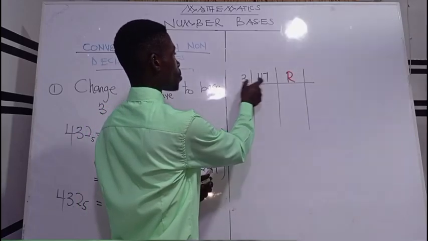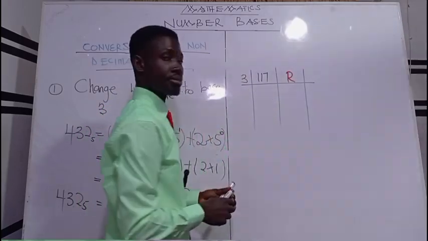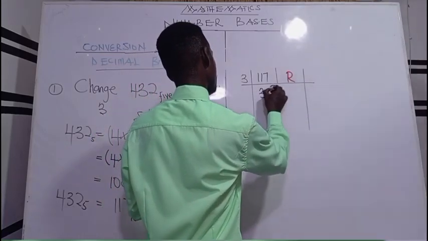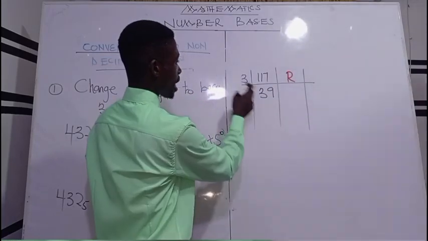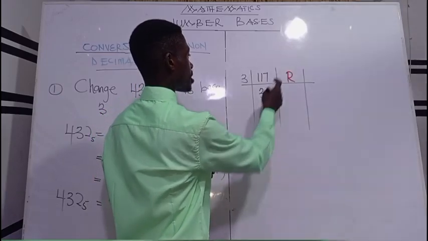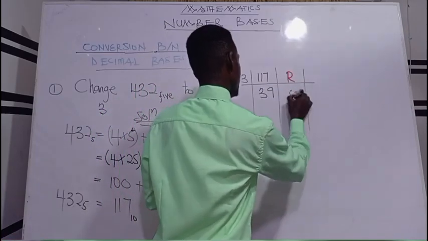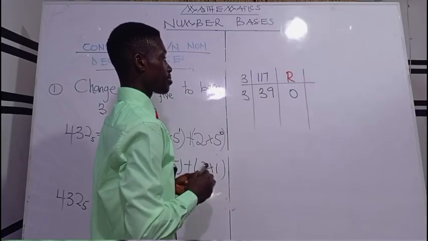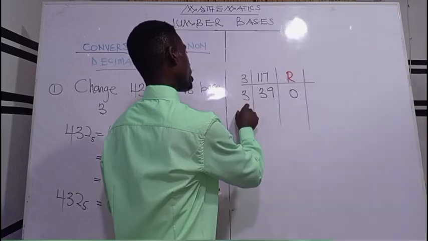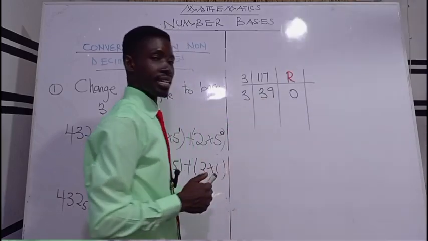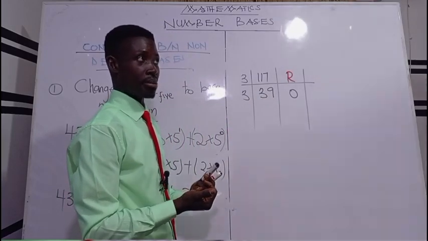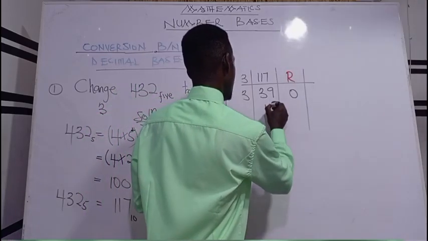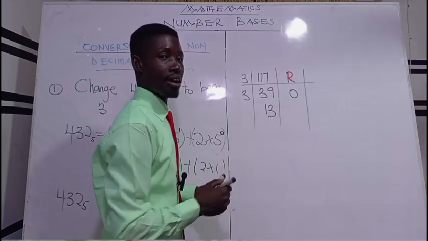So how many times will 3 divide 117? 39 times. So we have 39, and then 3 times 39 will give you 117. So the remainder is 0. We continue with our division. How many times will 3 go into 39? I think 13 times. 3, 3, 9, 3, 1, 3. So 13 times. So we have 13 here. Remainder 0.